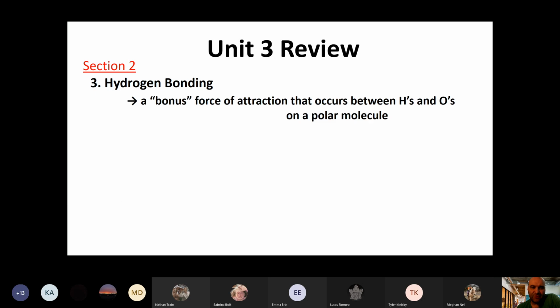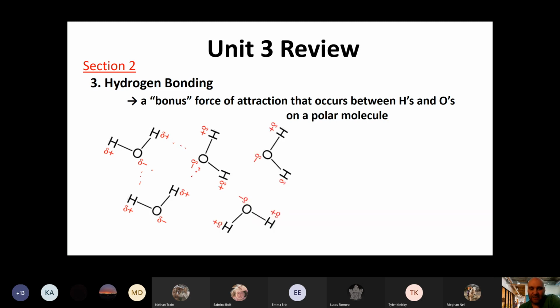The third extra force here is our bonus force, and for our purposes, we're saying it's only occurring between hydrogens and oxygens. So a good example would be water. It's got hydrogens and oxygens. Oxygen is the negative part, and hydrogen is the positive part. So once you've got something that's positive and negative, you start to have some attractive forces for other water molecules. So there's some attractive forces, then you've got more over here, and it just sort of keeps going on and on and on.